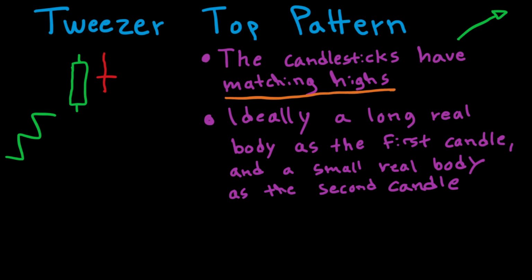So what we mean by matching highs is that we have the same level here and the same level here. When we are talking about matching highs, it can either be shadows, but it can also be that the real body is touching the same level. So it doesn't matter if it is shadows or the real body that makes the high, every high counts. So here we have that the candlesticks have matching highs. And we also have a long real body as the first candle. So this is a good example of a tweezer top.